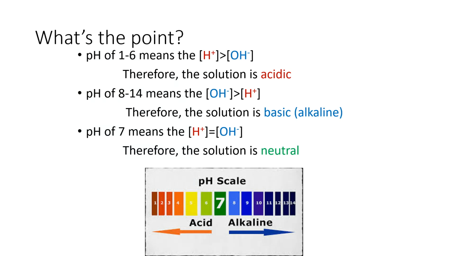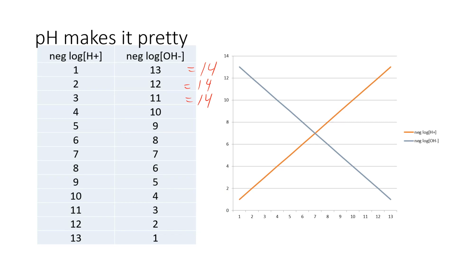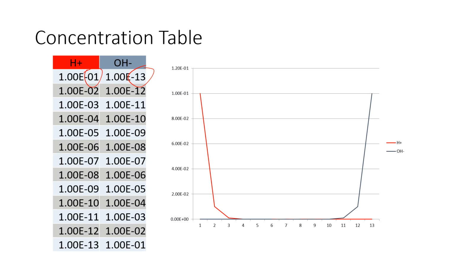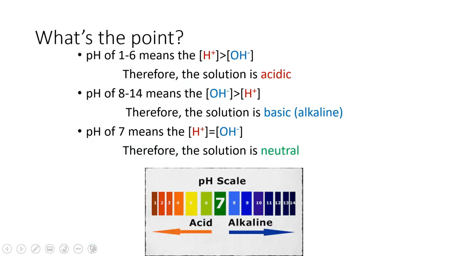So the point of all that is, a pH of 1 to 6 means the concentration of H is greater than OH. This number is larger than these base numbers. 10 to the minus 1 is larger than 10 to the minus 13. 10 to the minus 2 is larger than 10 to the minus 12. So 1 to 6 means protons are more than your OH. 8 to 14 means you have more OH than H plus. And if it's 7, then they're both equal to each other.